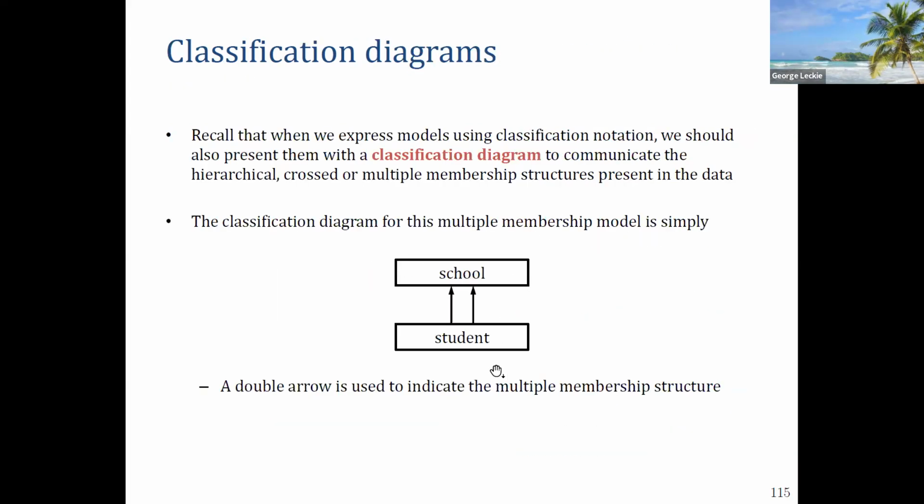Here is the classification diagram. Students are multiple members of schools, shown with a double arrow. So in the literature, you'll see classification diagrams, and that's what a double arrow means. You can see quite complex patterns where students are multiple members of schools, schools are within school districts, and multiple members of neighborhoods, because you could simultaneously have kids doing residential moves as well as school moves. And so you get quite complex diagrams. But we're just doing the simplest case here.